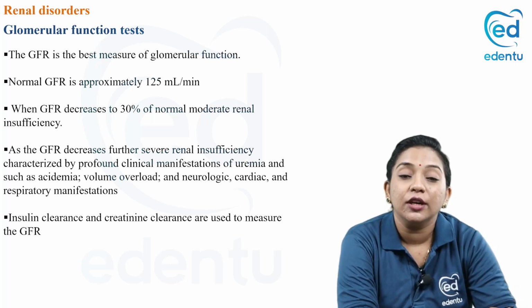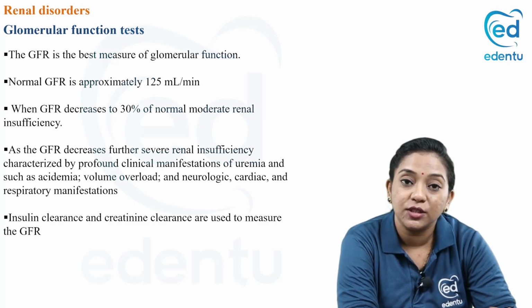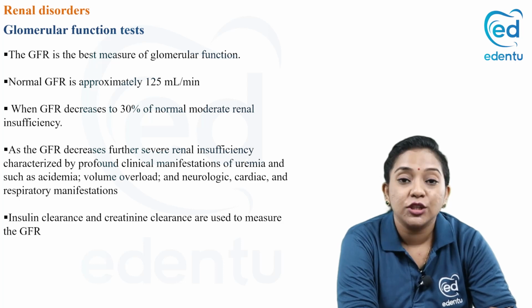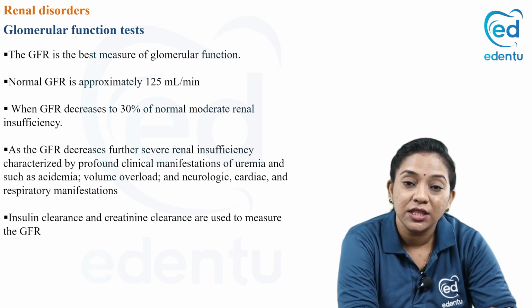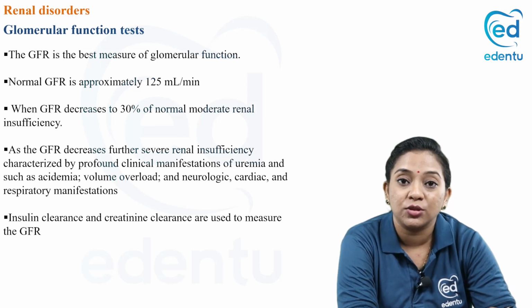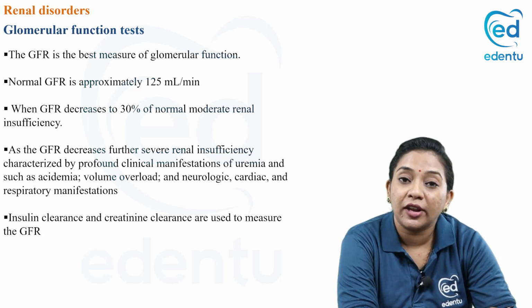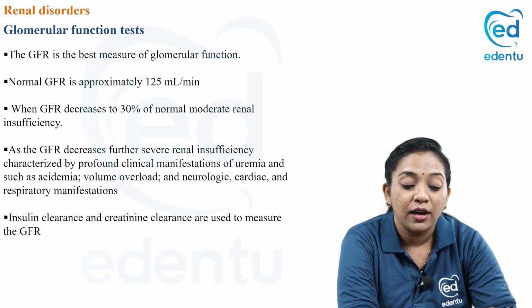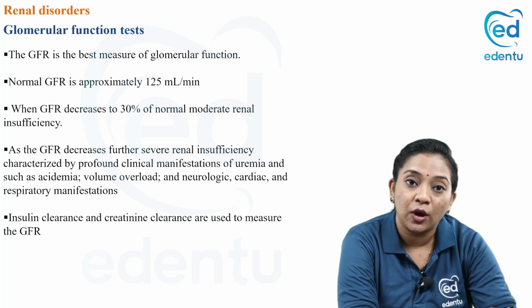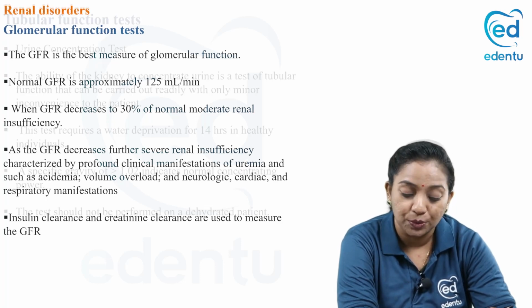Next, we'll see about the glomerular function test. The normal range of GFR is 125 ml per minute. The main use of doing this test is to find out any problems or disorders associated with the glomerular apparatus. Usually when the GFR rate decreases to 30%, it is said to be a moderate renal insufficiency. In this GFR test, we are also examining inulin clearance and creatinine clearance too.